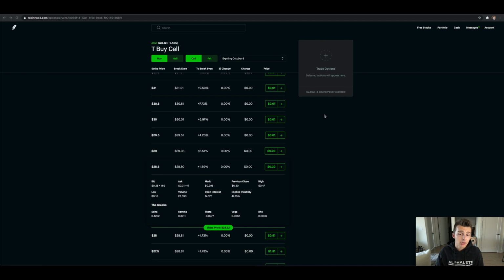So like I said, this is extremely risky, especially if you're playing with a large amount of money that you are not willing to lose because, like I said, if you're holding this until the expiration date and AT&T stock does not get to $28.50 by the end of the week, this option is going to go down in value significantly.